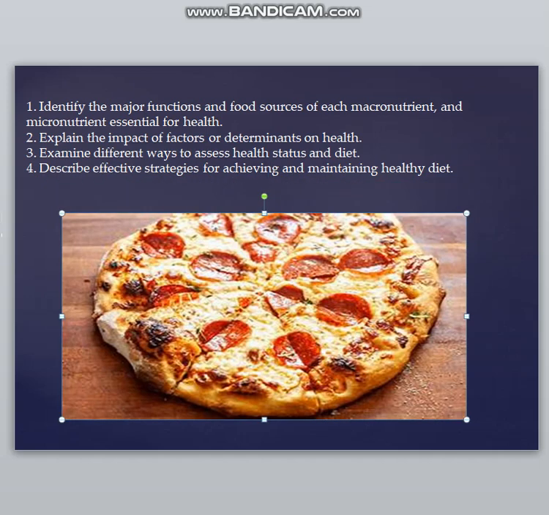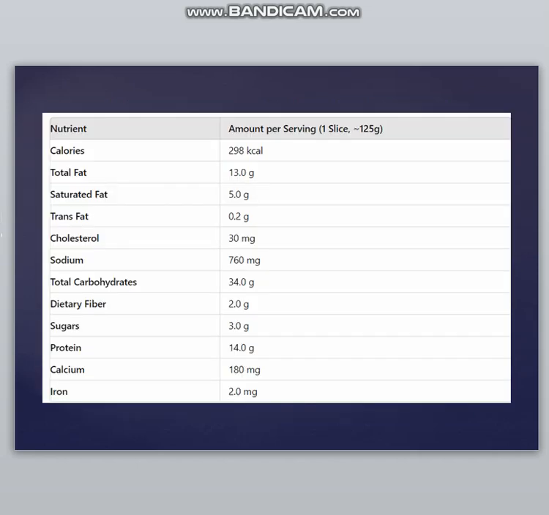But on the other hand, when we look at this, this is an authentic Italian pepperoni pizza. You can see there is pepperoni on top, there is cheese, there is tomato sauce underneath the cheese and pepperoni, and maybe there are some vegetables. So let's look at the nutrient fact values.